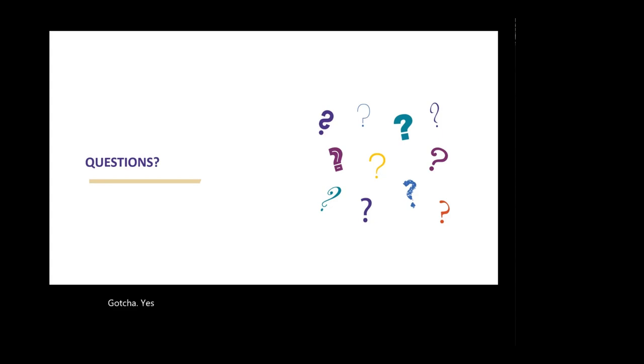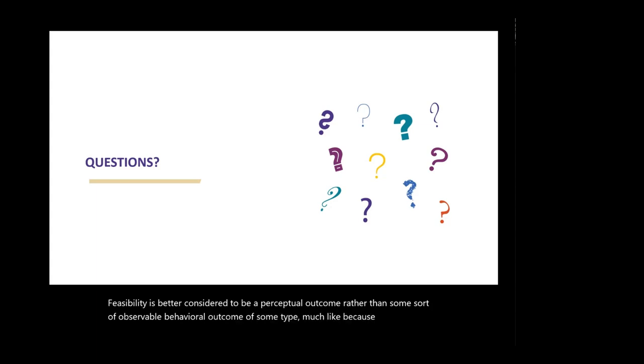Gotcha. Yes, feasibility is often assessed in terms of indicators like those that you just mentioned. I would argue that feasibility is better considered a perceptual outcome rather than some sort of observable behavioral outcome. Although you may see it implemented, that does not mean it was easy to do or that it's sustainable to do. Feasibility to me really is a question of judgment or perception about how easy or how difficult it would be to do something. Looking at whether it was implemented and concluding it must have been feasible is an indirect indicator. It's like saying, if somebody received a service, they must have found it acceptable. There's an assumption built in there that I think is sometimes true, but sometimes open for debate.